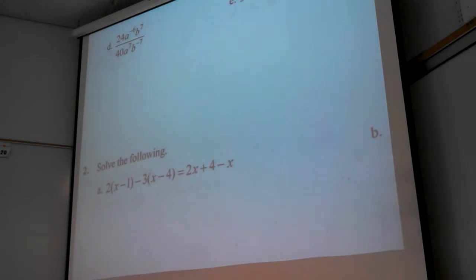Now, real quick, when you divide, what do you do with powers? You subtract. So for example, a to the negative 6 divided by a to the 7 would be negative 6 minus 7. What's negative 6 minus 7? Negative 13, right? Because I owe $6, I owe $7.